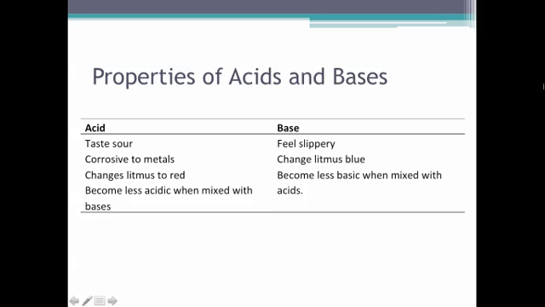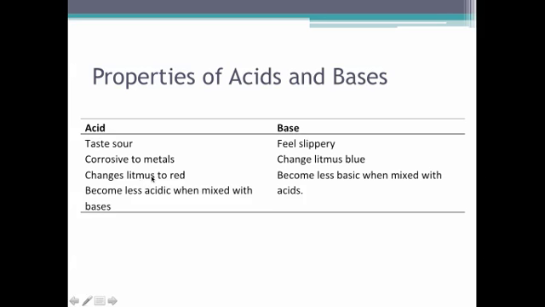Okay, just finally, I just want to quickly run through some of the properties of acids and bases. You kind of know this anyway from everyday experience, or at least partly. Acids taste sour. An example of an acid would be citric acid that's in lemons. Clearly that tastes sour. Another one would be acetic acid, which is present in vinegar. That's got a sour taste as well. They're corrosive to metals. They turn litmus red.